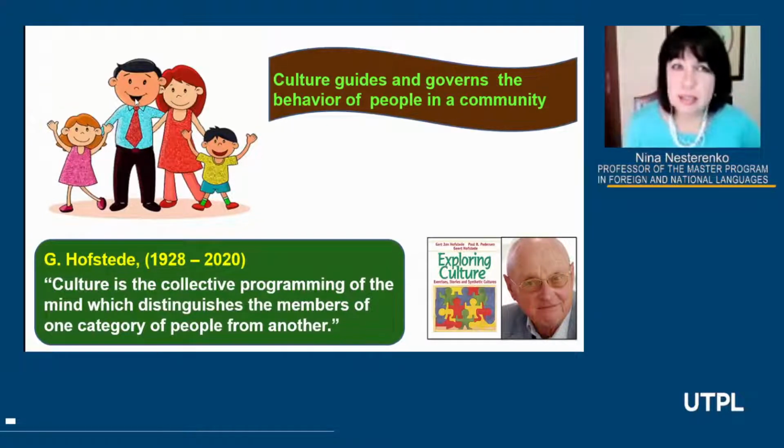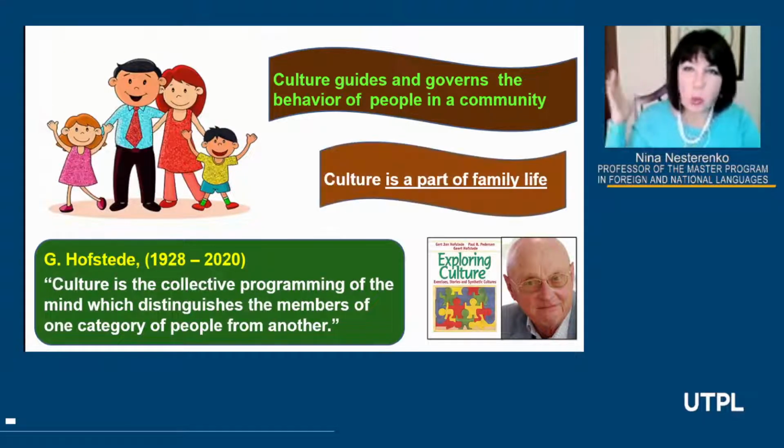I decided to present this photograph of Geert Hofstede. He is a famous Dutch social psychologist. He worked in a multinational company, and he could see why people fail in communicating with each other. Everybody speaks the language correctly, following grammar rules and so on, but something was missing. So he identified those differences in culture, and those differences influence our interaction. Culture guides and governs the behavior of people in a community, and it's known as a collective programming of mind, which distinguishes us from outsiders.